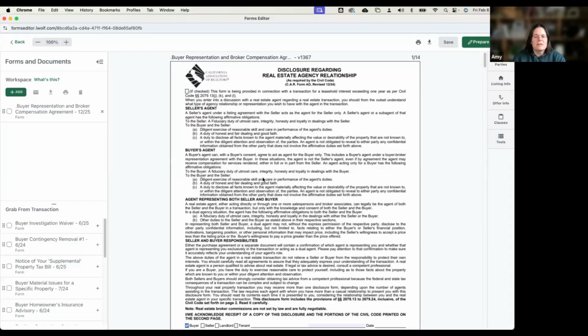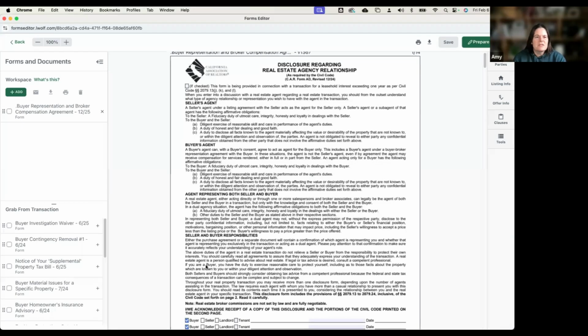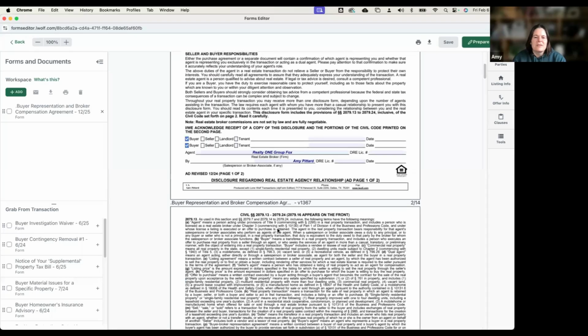So of course, the first form here is our agency disclosure. Just because a buyer signs our agency disclosure here with the buyer representation and broker compensation form does not mean that they're not going to need to sign it again once you write an offer. This form's also attached to our residential purchase agreement. Don't skip it. Have them sign it again. It's just disclosing the different types of ways they can be represented in a transaction.